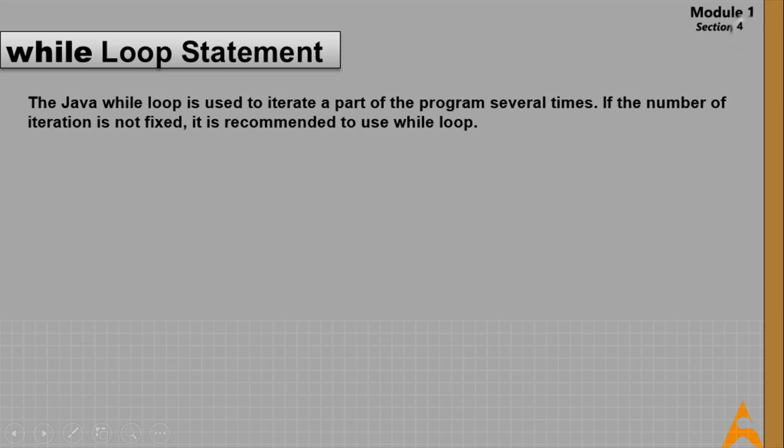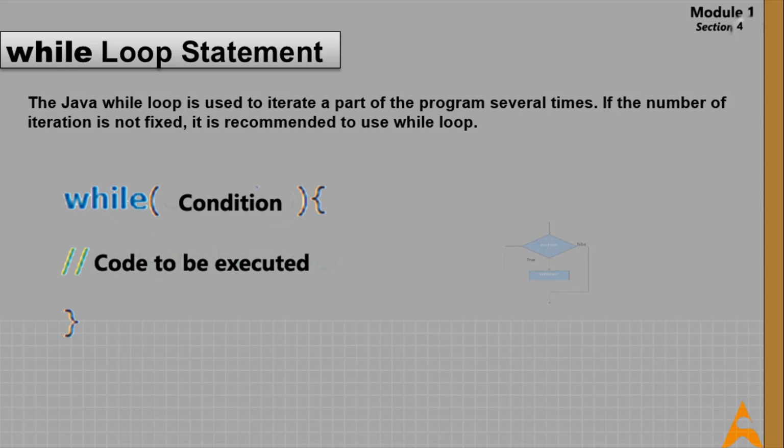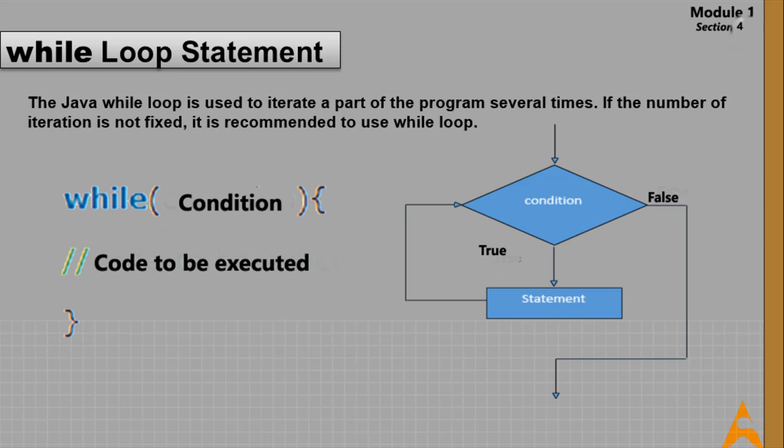Now let's start with while loop. It is same as for loop. The Java while loop is used to iterate a part of the program several times. If the number of iteration is not fixed, it is recommended to use while loop. You can see the syntax and flowchart for the reference and pen it down. Now let's start doing the program for it.